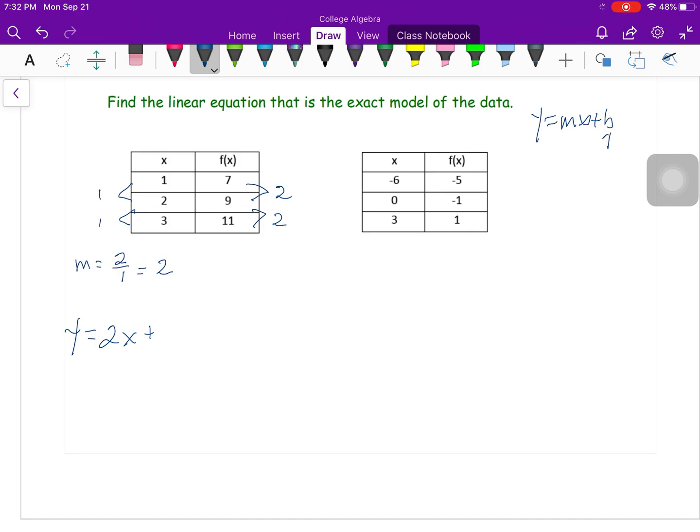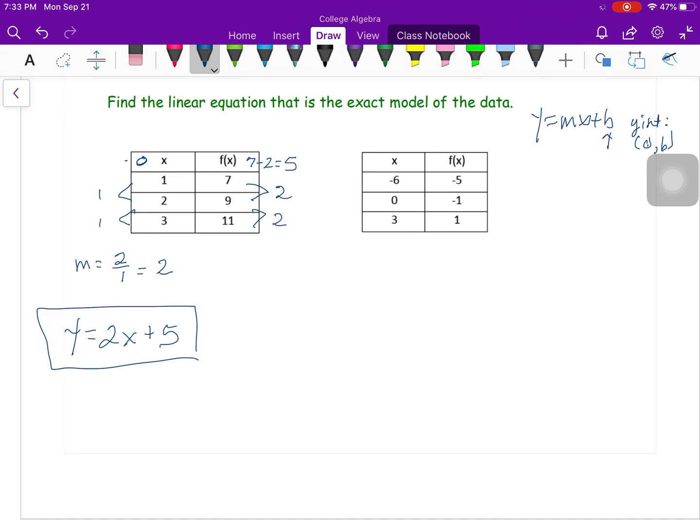Well, b is your y-intercept, and your y-intercept is (0, b), or the y value. So x is 0, so here would be 0. If I go back 1, I'm going to have to go back 2. So this would be 7 minus 2, which gives me 5. So it is y equals 2x plus 5.